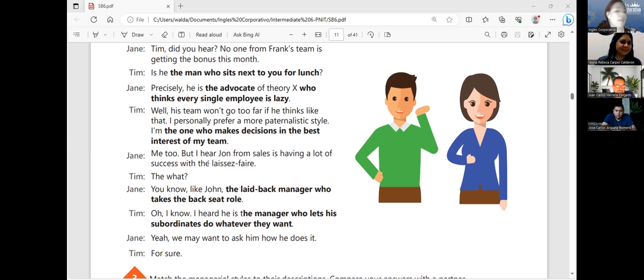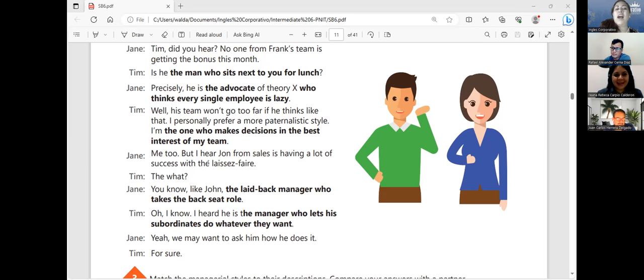Many of the French words, though... And what's the meaning? In French, it means do it lazy, like do it laid back. Laissez-faire and laid back are synonyms. Yeah. Okay. Exactly.